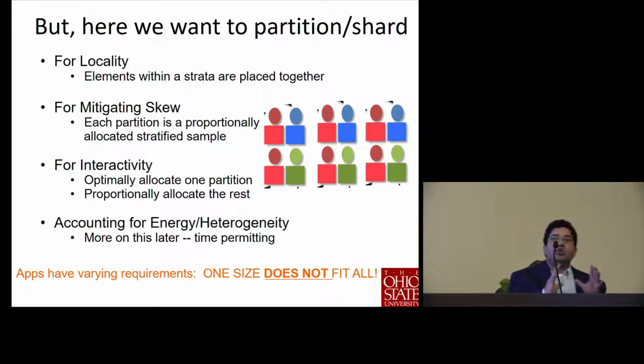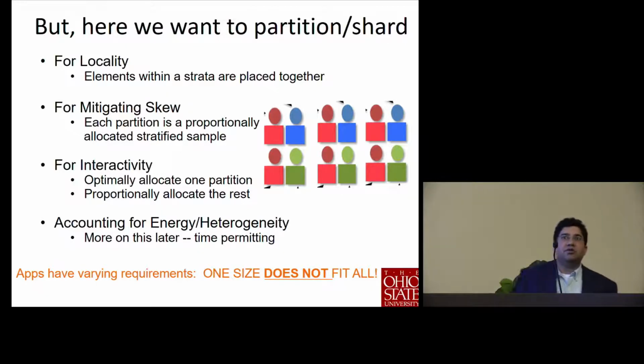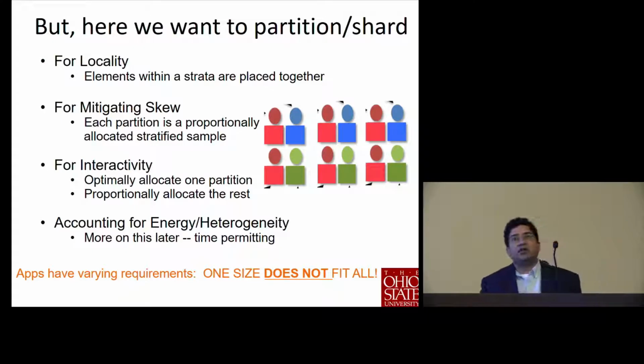And if you have no idea when you partition data, even if you partition it into equal buckets, whether each of those buckets is going to lead to roughly the same amount of search space. So inherently, you're dealing with a load imbalance issue, even if you partition the data equally. So you have to be able to mitigate this data skew. And one way to mitigate this data skew is perhaps each partition should contain a proportionally allocated sample.